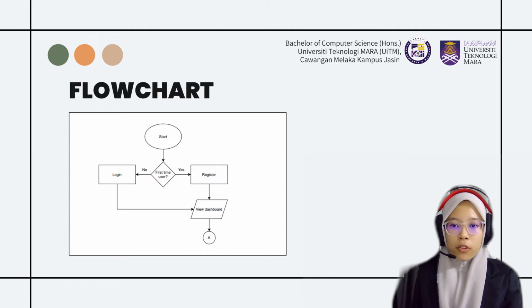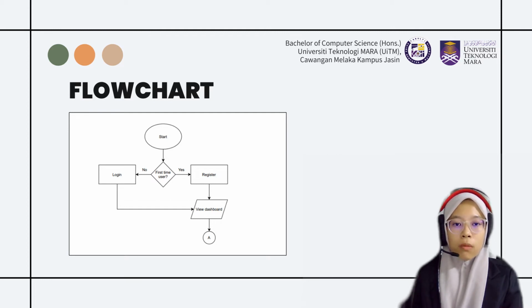Next, flowchart process. The user has two choices whether they want to log in or to register. If the user is a first-time user, then they need to register. If not, they can immediately log in.